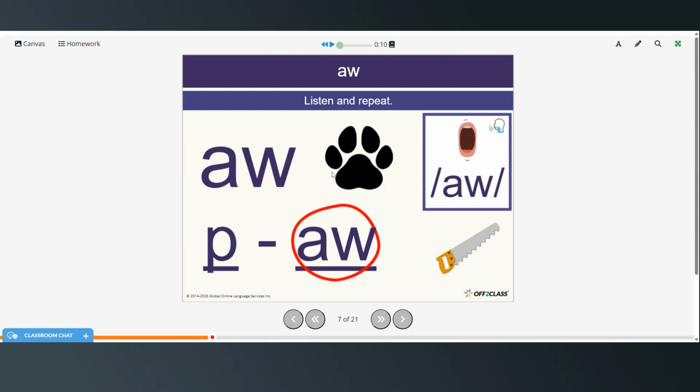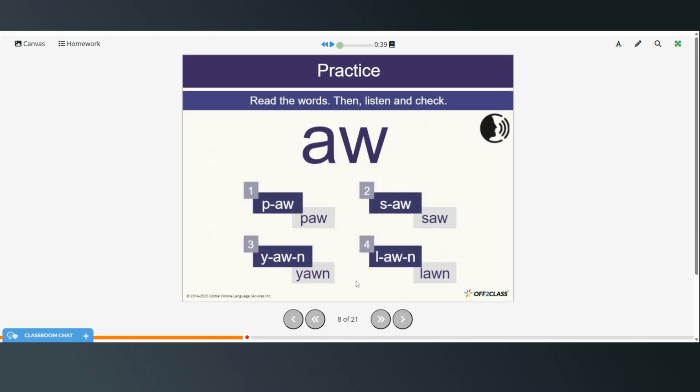All right, now again, another letter combination to make the ah sound. So listen and repeat. Ah, ah, ah. Paw. And now practice sounding out these words and then listen and check.